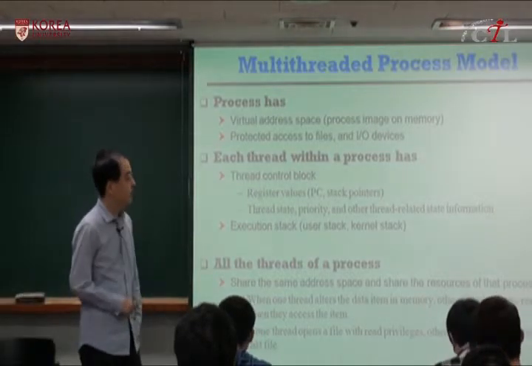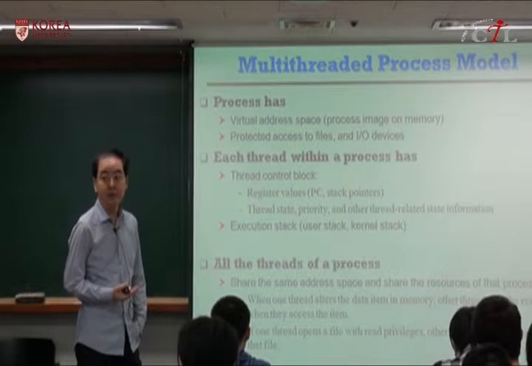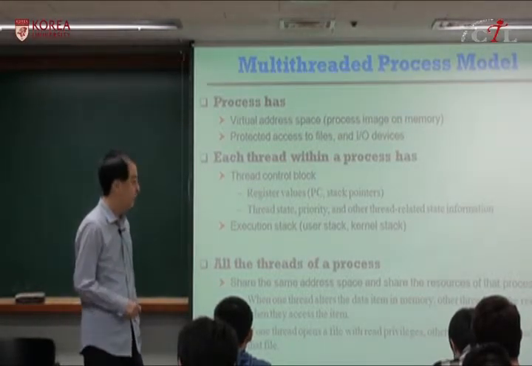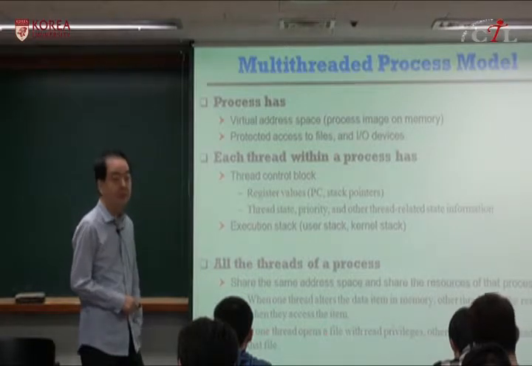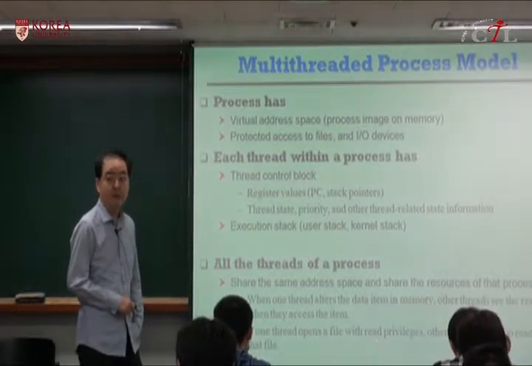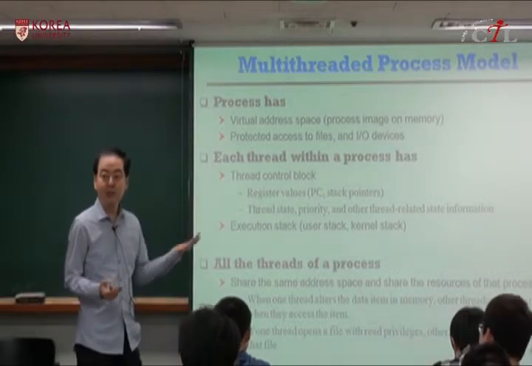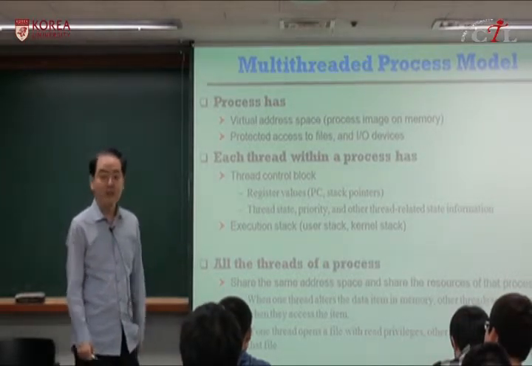But threads can communicate through shared memory, because they can read and write. And also they can share files. So if one thread opens a file with read privileges, the other thread can also read from the file. Because it's all shared. Somebody read, so I can read freely. Okay?